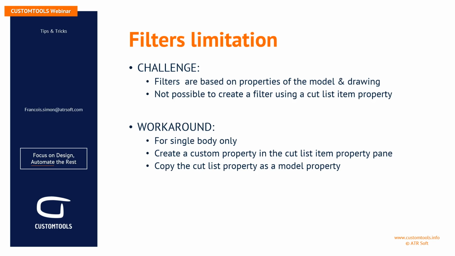Filters can improve batch operations by allowing users to optimize the selection of documents to process. While filters can be based on different variables, such as custom properties defined for parts, assemblies, and drawings, they are not supported for cutlist item properties. However, there is a workaround for this limitation. You can copy custom properties of cutlist items as properties of your parts to use those properties as filters. This approach can be useful when you need to filter parts based on specific cutlist item properties.